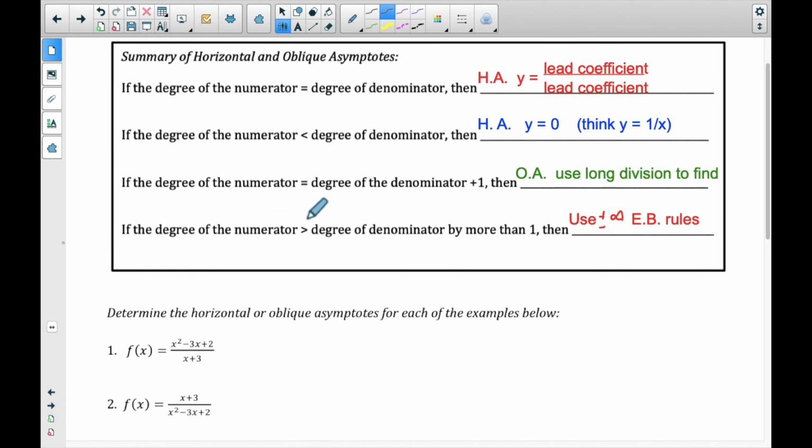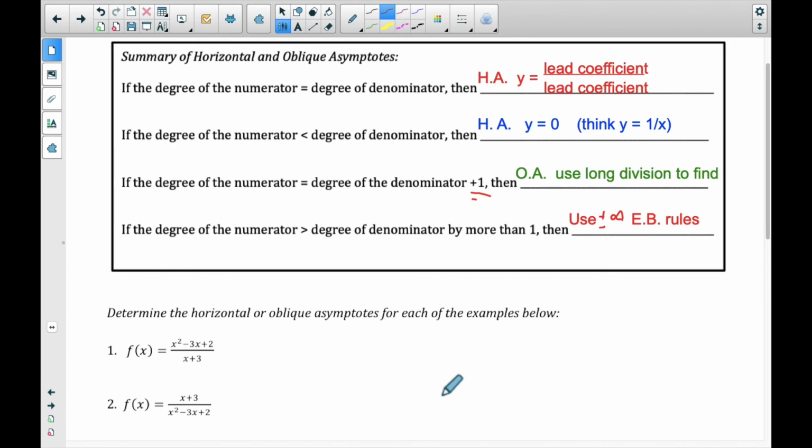If the degree of the numerator is equal to the degree of the denominator plus 1, that plus 1 is important. That's when you use long division. That's the only time you use long division, is if the numerator is equal to the denominator plus 1. In other words, the numerator is greater than the denominator by 1 degree. That's when you use long division. If the numerator is greater than the denominator by more, then you use the old-fashioned plus and minus infinity and behavior rules, the ones that we've been doing before, the ones that you're familiar with.